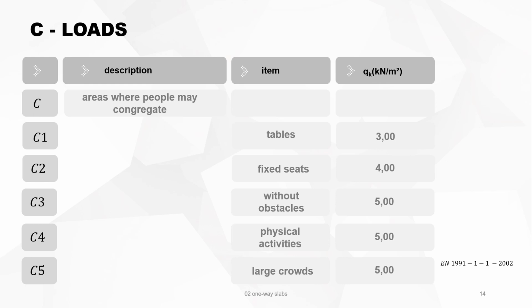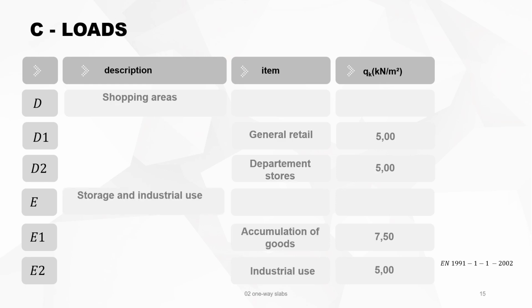Category C is the areas where people may congregate, and then you have C1 to C5: areas with tables, fixed seats, without obstacles, physical activities, and large crowds. And you see here the applied mobile load. It is considered as the characteristic value of the mobile load. Then we have category D, which are shopping areas. You have general retail and department stores, but it's the same live load.